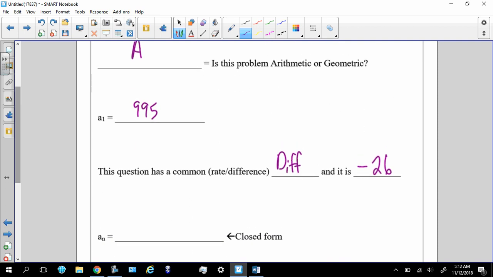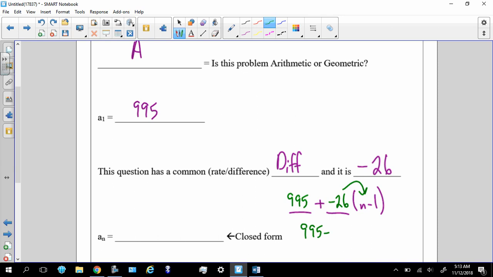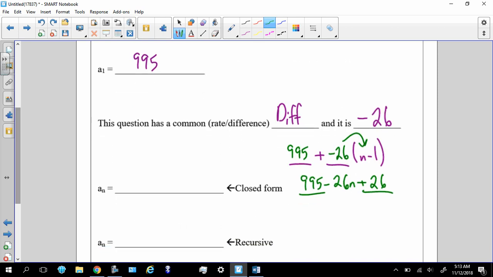Closed form formula. Alright, remember, something plus something times n minus 1. Well, my first term was 995. I'm subtracting 26. I take that in there. That's 995 minus 26n plus 26. Combining like terms, my answer ends up being 1021 minus 26n.